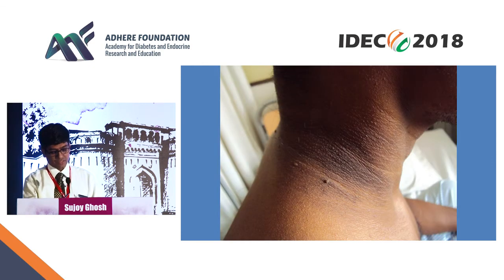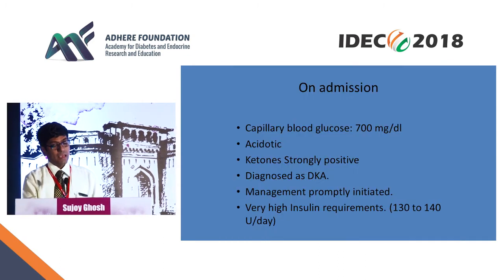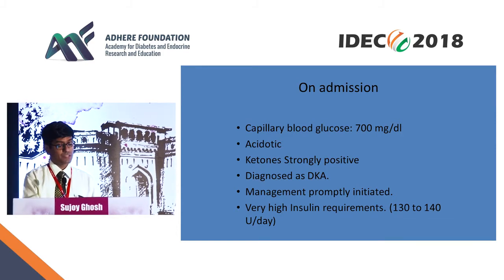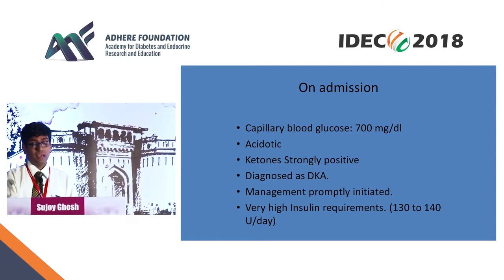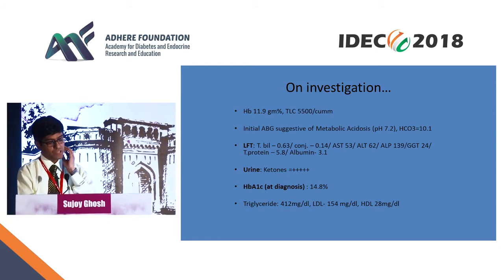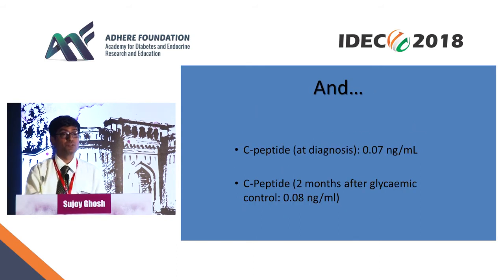This is the gentleman after recovery, actually. So you can still see the acanthosis. His blood glucose is very high, he's acidotic, ketones are strongly positive, diagnosed as DKA, managed promptly, and requires very high doses of insulin. What's interesting is that in addition to his high HbA1c and very high insulin requirement, he has pretty bad lipids and raised liver enzymes, which tells you that this is probably type 2 diabetes, or at least there is some degree of insulin resistance and hyperinsulinemia. But when you check the C-peptide, it was very low.